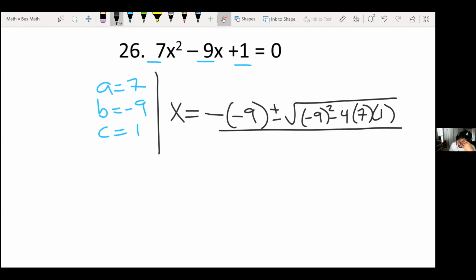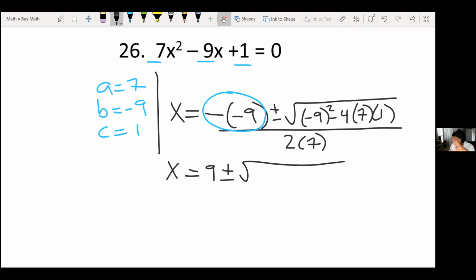All over, everything over 2 times a. There we go. Okay, now simplify. First thing you want to do is the minus negative 1 times negative 9. So that becomes x equals positive 9 plus or minus the square root.